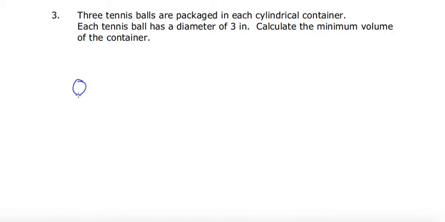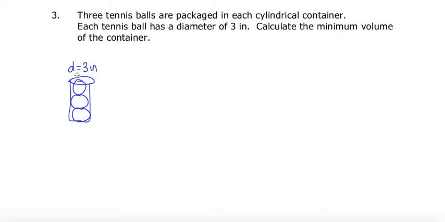So if you remember, tennis balls are stacked one on top of each other, and then we're going to draw our cylindrical shape directly around it. So there's not a lot of movement in our container once we put our tennis balls inside. We do know that a tennis ball has a diameter of 3 inches. So the diameter of my circle up top is 3 inches.